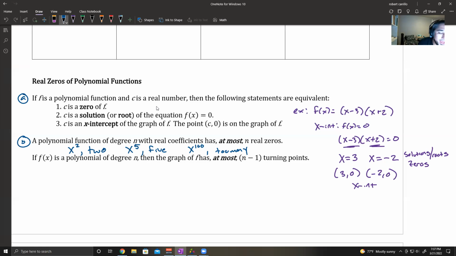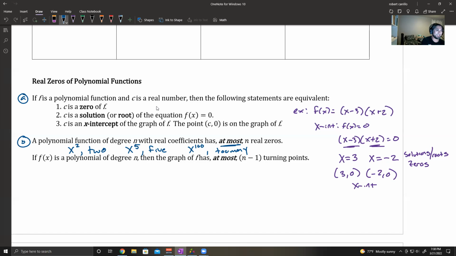And a key word here, or two keywords, is "at most." So not all zeros will exist. Sometimes you may get an imaginary zero. This means that if I had x to the fifth, maybe 3 are real and 2 are imaginary. But I don't think we'll run into that issue in this class. Since this is business math, we want to avoid imaginary numbers. But just letting you know, the keyword here is "at most." Not all of your zeros will exist. I'll just leave that "too many" up.